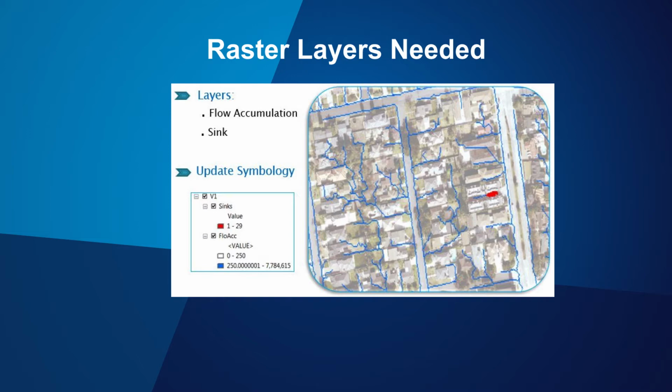Raster layers needed. Out of 5 raster layers, for our editing purposes we use the flow accumulation and sink rasters. We update the symbology. The red color was picked for the sink raster, and for flow accumulation, we split into two classes: 0 to 250 with no color due to their low value, so they are not taken into consideration, and 250 and above with blue color.